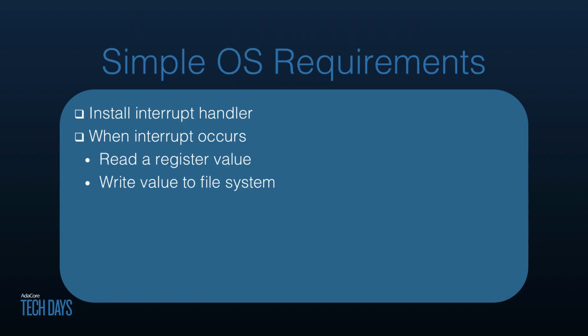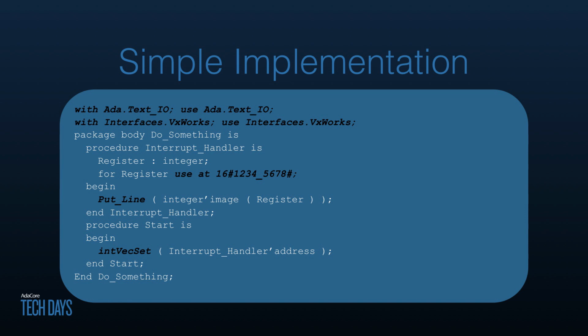So I've got a simple requirement here. I'm going to write my code. It's going to install an interrupt handler. If an interrupt happens, I'm going to read a register and write it out to some log. Easy enough, pretty simple. So I do this here. Down here I install my interrupt handler. When I get my interrupt, I read a register and I print it out.